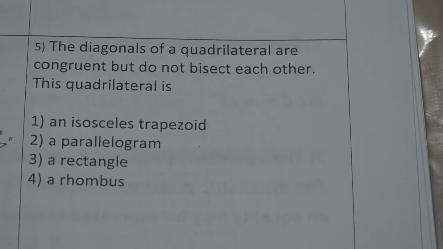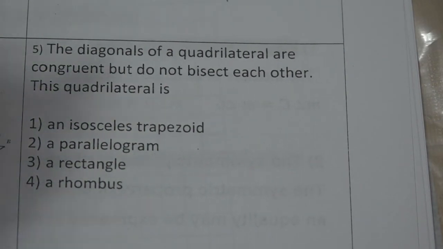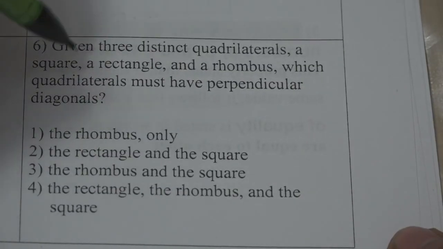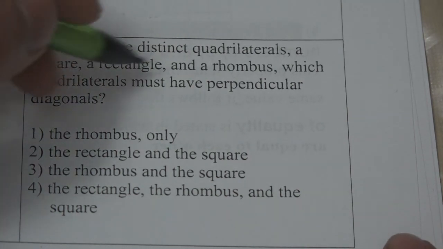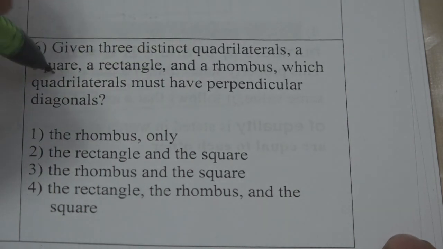So here, once again, let me see. The diagonals of a quadrilateral are congruent but do not bisect each other. The quadrilateral is, well, you need to think about it, okay? Number 6. Given three distinct quadrilaterals, a square, a rectangle, and a rhombus, which quadrilaterals must have perpendicular diagonals? Well, the rhombus and the square.